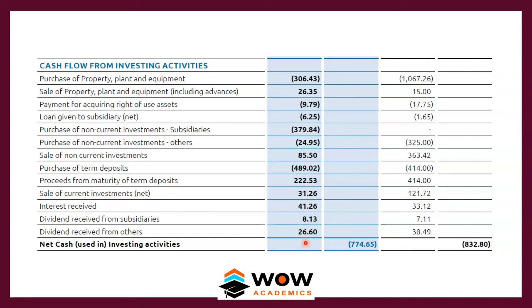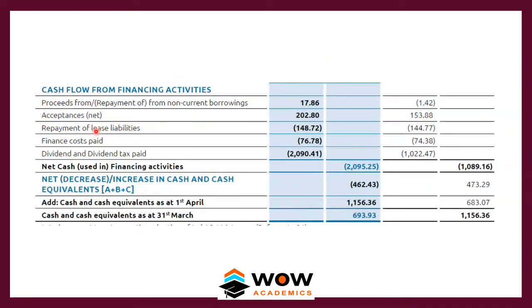34.73. And the last one is cash flow from financing activities. You could see how the company is financing. The company has paid a huge amount of dividends. The company is paying a huge amount of dividend and dividend tax paid. So that is their financing part. So that comes to a huge number.